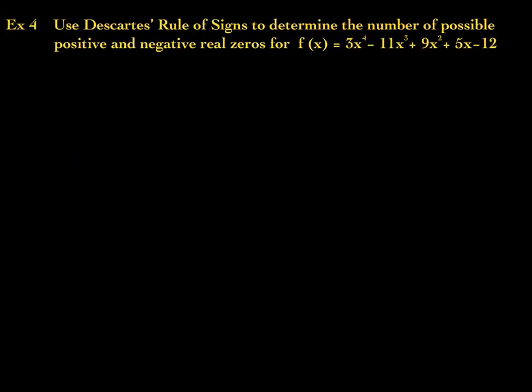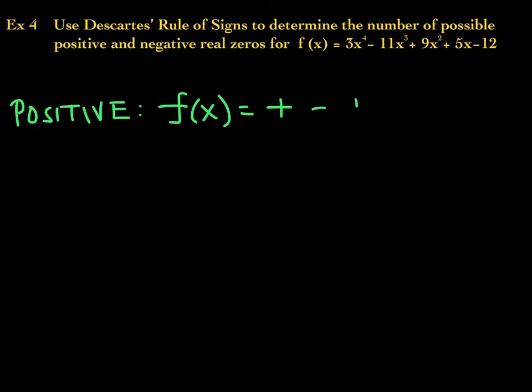All right, let's try it again. Example 4, let's use Descartes' rule of signs to determine the number of possible positive and negative real zeros for this quartic polynomial function. All right, let's start with positive zeros, all right? I'm going to write the word positive. Now, what I need to do is count all of the sign changes in my function. Now, I notice that in my function f of x, the first term is positive, the next term is negative, and then positive, positive, and then negative. So then when I count the sign changes, I count 1, 2, 3 sign changes.